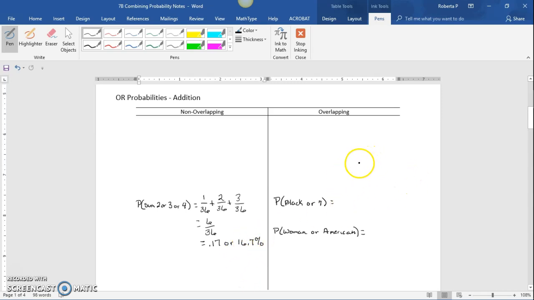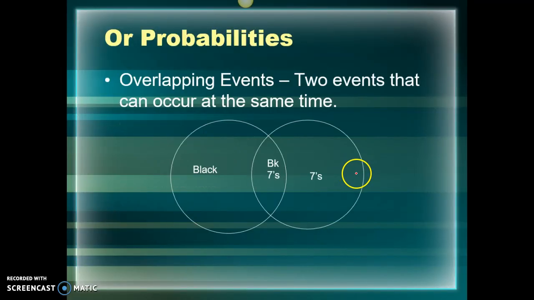Then we have what we call overlapping events, and these things happen at the same time. We like to use Venn diagrams to show where things overlap. You may have used these in an English class when you were doing a compare and contrast paper. All the cards in this circle are black. All the cards in this circle are 7s, and we know there are 2 black 7s. If we counted all the cards here and all the 7s here, we'd double count the black 7s, so we have to subtract those out.